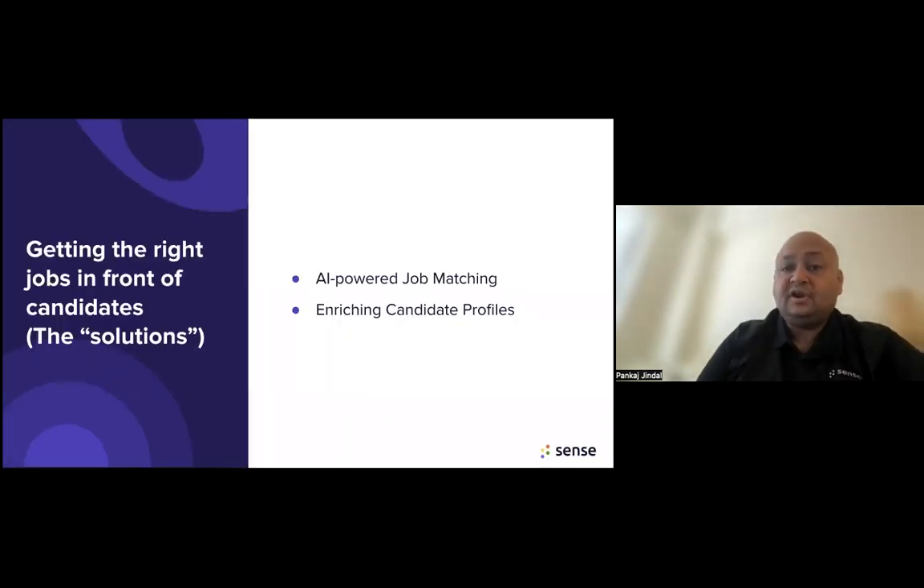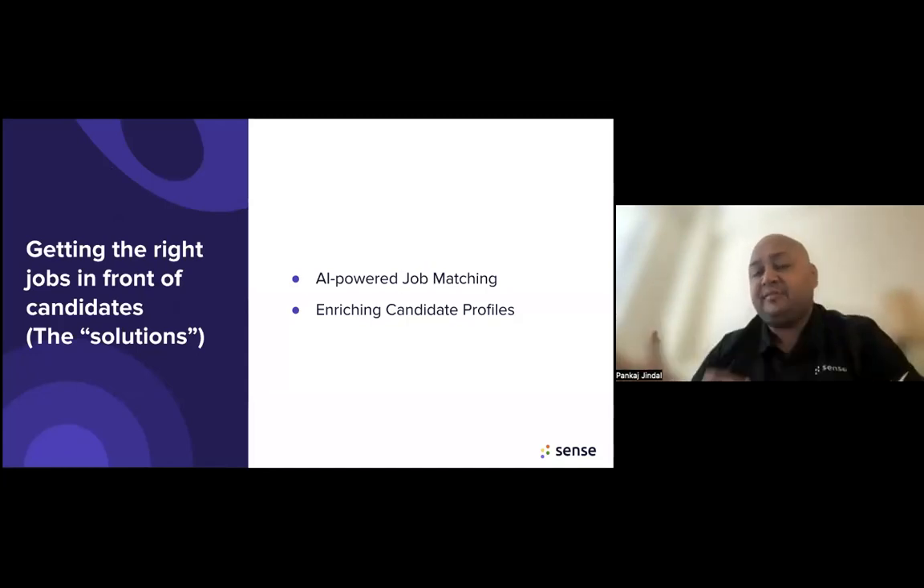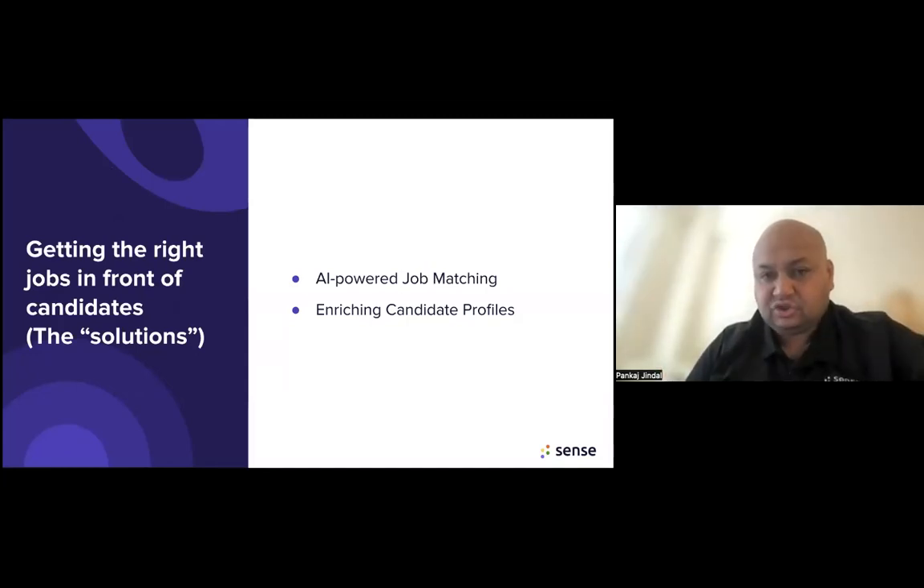What's the solution? One of the solutions here is essentially AI-powered job matching, getting the right jobs in front of the candidates. And we also talk about enriching candidate profiles, which actually enables you to do better job matching. So what do I mean by that? First of all, AI-powered job matching, which obviously learns over time, is based on machine learning. It can nearly eradicate all problems with job matching. We have a product called Sense Discover that essentially powers job matching. It can deliver personalized jobs based on the candidate data.